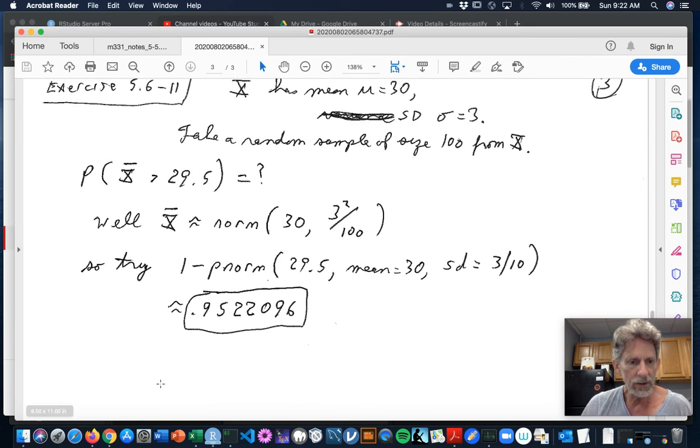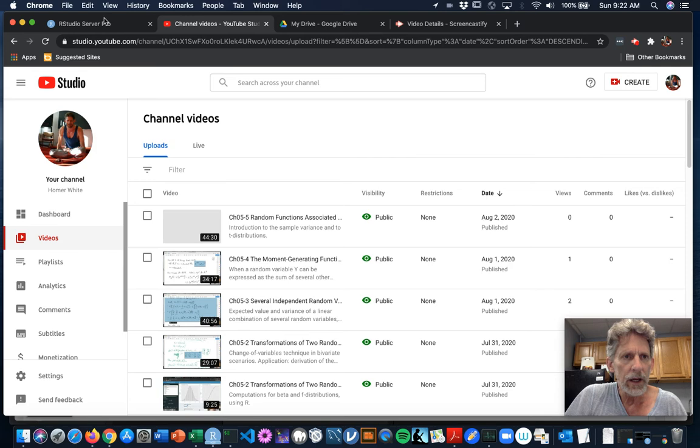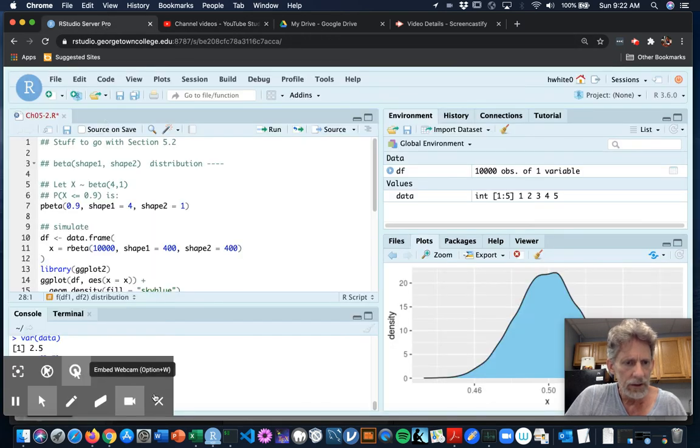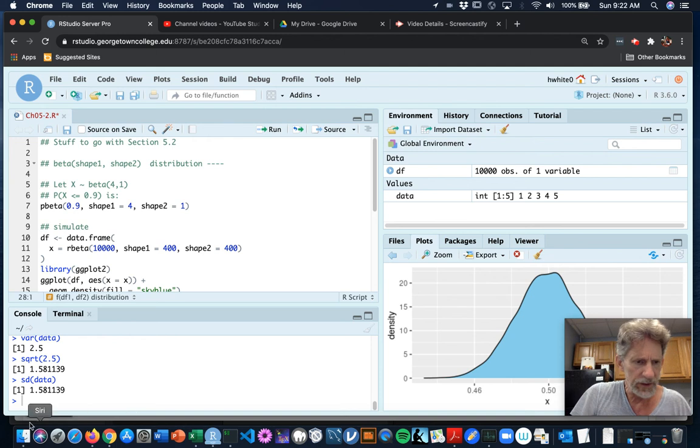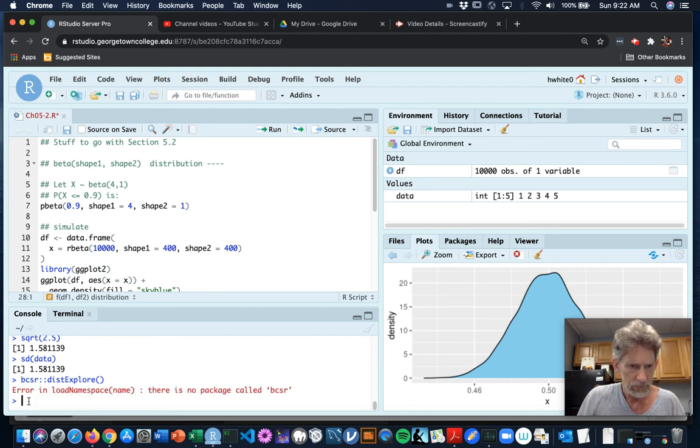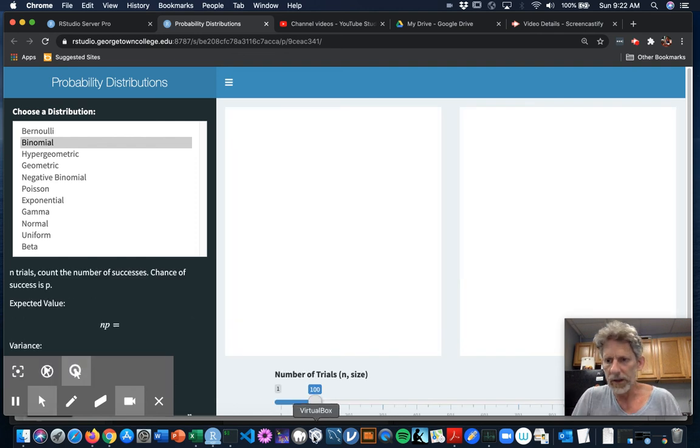That's all I got for now. Well, no, it's not all I got. I want to bring you back. Let's head back to R. And I want to bring you back to that thing we were noticing all semester long about a lot of our random variable families. Let's go to bcscr disk explore.